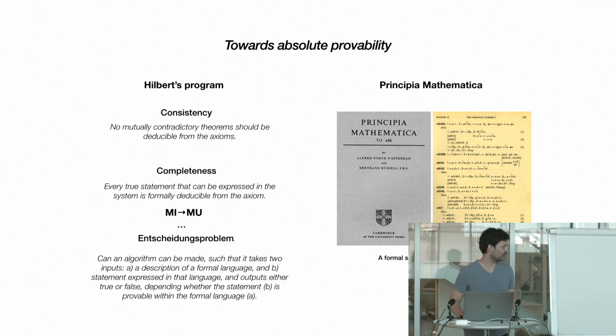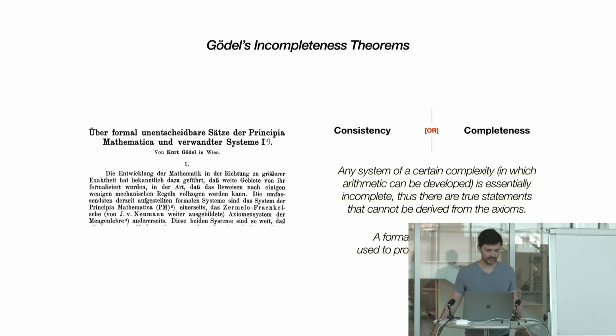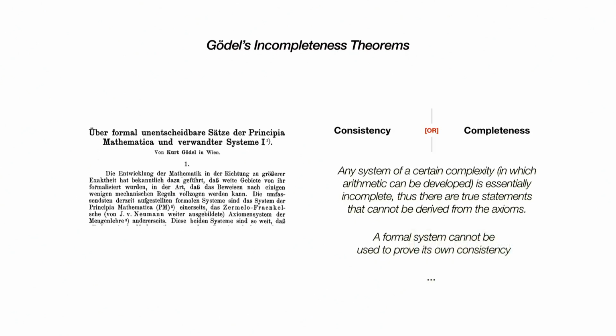I'll show you an example of what consistency and completeness means in terms of this formal system that we were researching, this MU system. But then, as I told you, in 1931, Gödel wrote a paper which completely destroyed what Hilbert was trying to achieve.